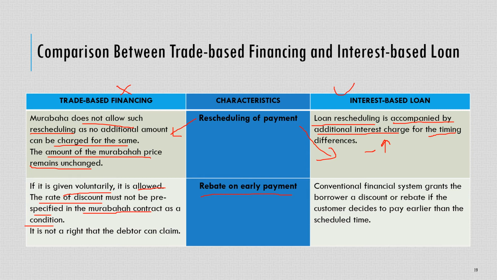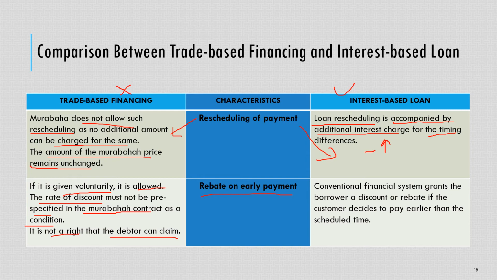It's not be pre-specified sebab it is given voluntary. Maksud dia kalau bank tu voluntary untuk bagi, so that boleh lah. Tapi it is not a right that the debtor can claim. It is not right. So it is based on voluntary.